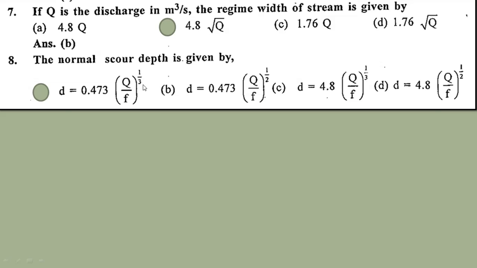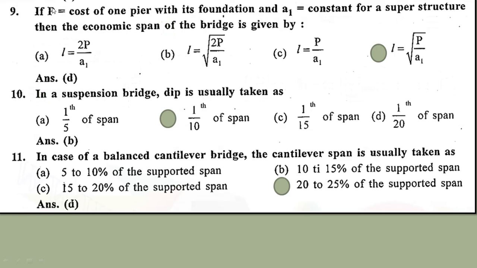Then if P is equal to cost of one pier with its foundation and a1 is equal to constant for superstructure, then the economic span of the bridge is given by formula L is equal to square root of P divided by a1. P is the cost of one pier with its foundation and a1 is the constant for superstructure. In suspension bridge, dip is usually taken as 1/10 of span.